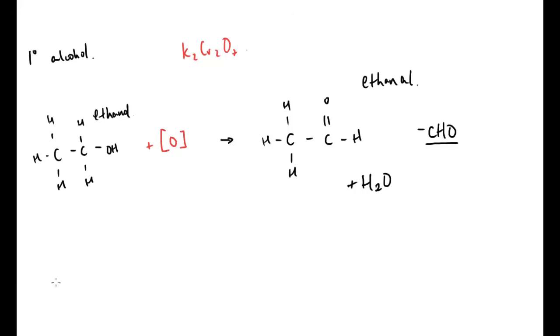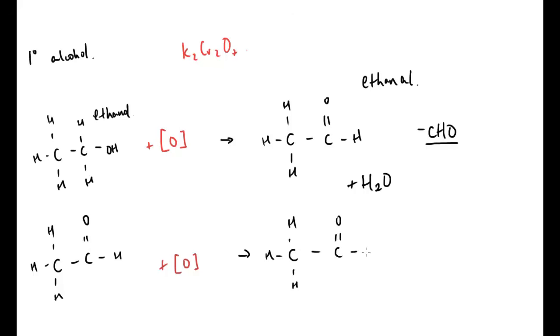I did say that could be further oxidized, and it's absolutely true that it can. So the ethanal, this one over here again, CH3CHO. Same thing as before, just put in an oxidizing agent, and it becomes the carboxylic acid. So this time I just slip that oxygen in here, and I produce my carboxylic acid.